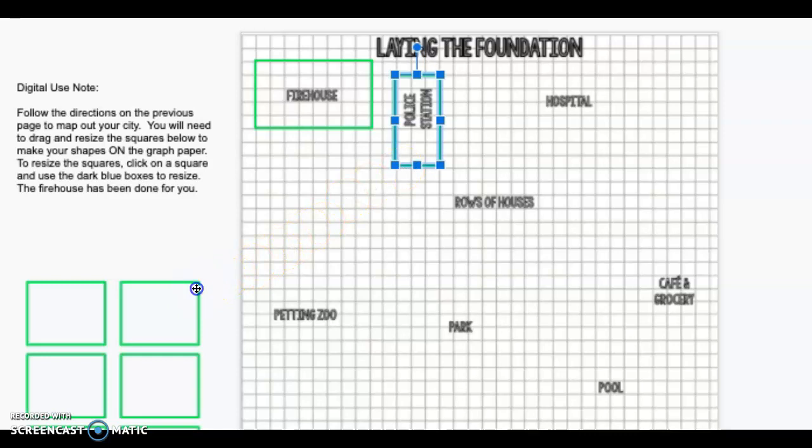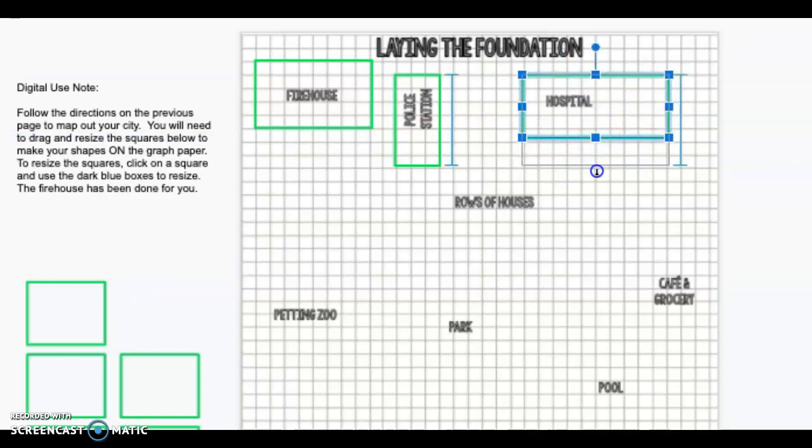When you're ready to move on, you're going to grab another pre-made green box and you will make the hospital whatever size it tells you the hospital is going to be. You're going to do the same for the row of houses, the petting zoo, park, pool, etc. And you will make your own city here.